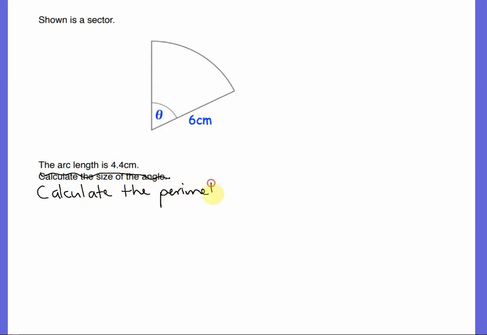Yeah, have a go if you want to. Pause the video, see what you can do. If not, just sit tight and we'll go through this together.